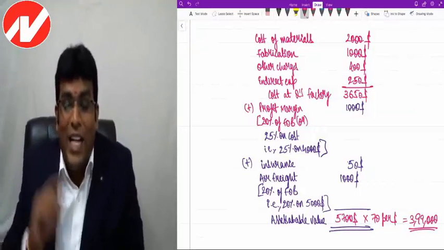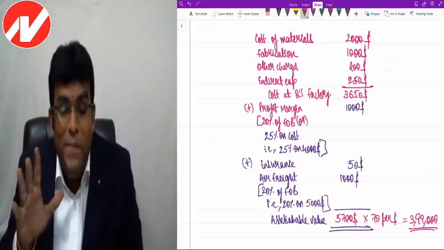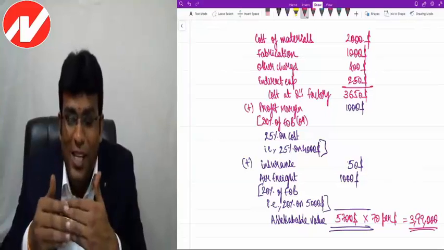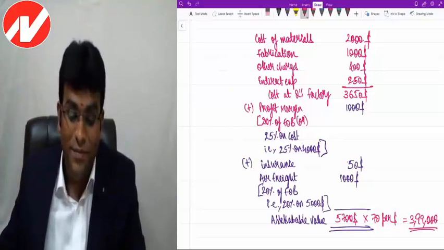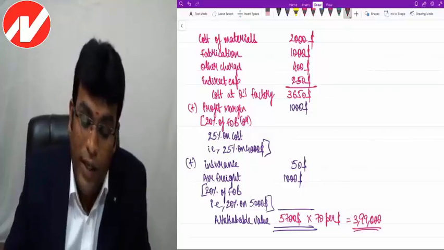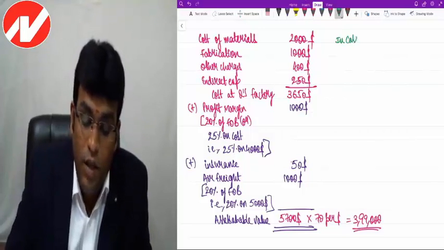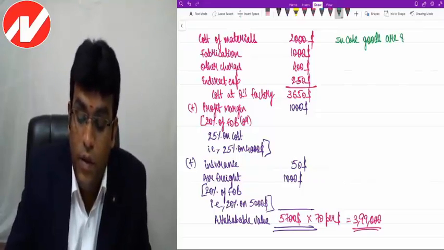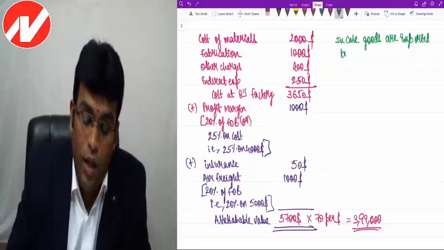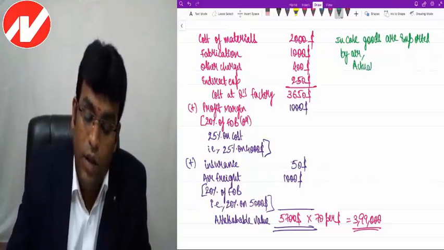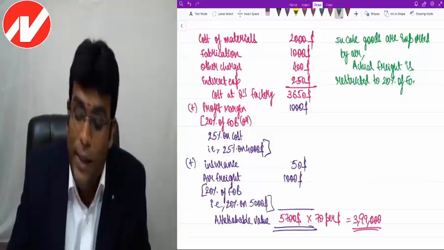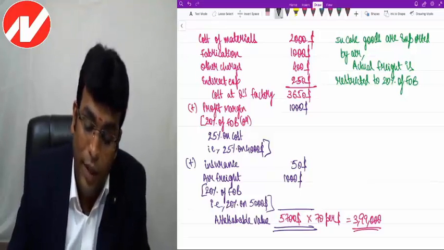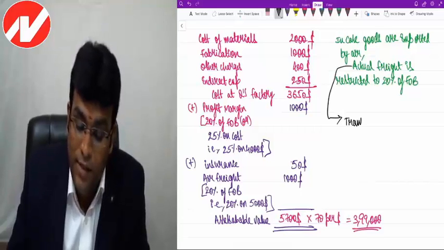The working has been done like this for a simple fact and reason that whenever goods are imported by air, actual freight is restricted to 20% of FOB. And when I say freight covers transport charges, loading charges, handling charges, right from Q's factory till the time goods reach India. To give a note, in case goods are imported by air, actual freight is restricted to 20% of FOB.